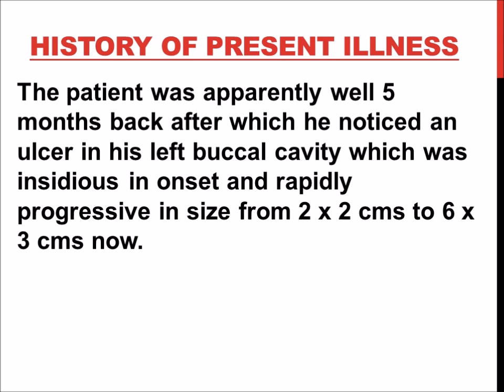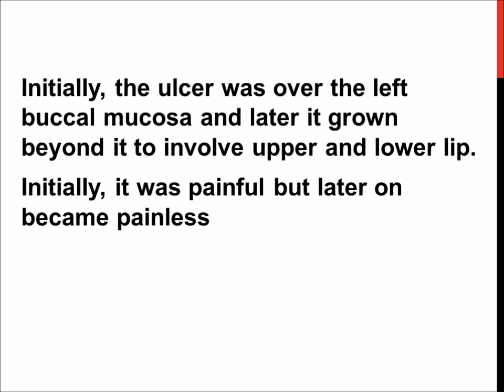in the left buccal cavity, which was insidious in onset and rapidly progressive in size, from 2 by 2 centimeters to 6 centimeters now. Again, progressive increase is something pointing more towards an ulcer being a malignant one. Now, initially the ulcer was over the left buccal mucosa. Later on, it has grown beyond it to involve the upper and lower lip. So it is locally invasive. Again, a point going in favor of malignancy.